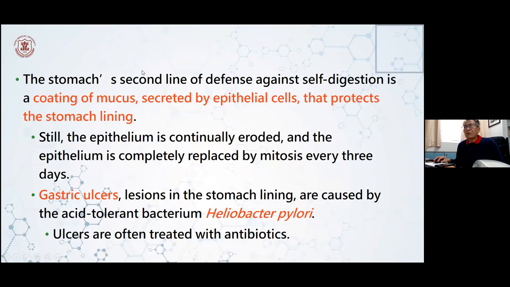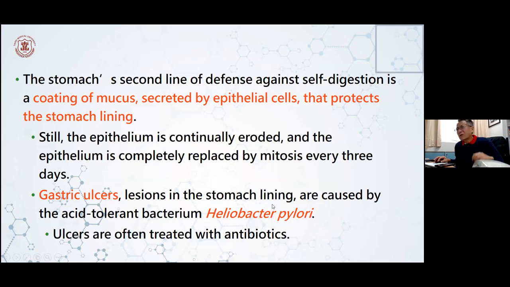The stomach condition is very acidic. So the stomach is coated with mucus secreted by the epithelium, and this can protect the stomach lining from HCl digestion damage. There is a disease called gastric ulcer. Gastric ulcer means some damage in the stomach lining. The gastric ulcer is caused by the acid-tolerant bacteria Helicobacter pylori, the HP bacteria.